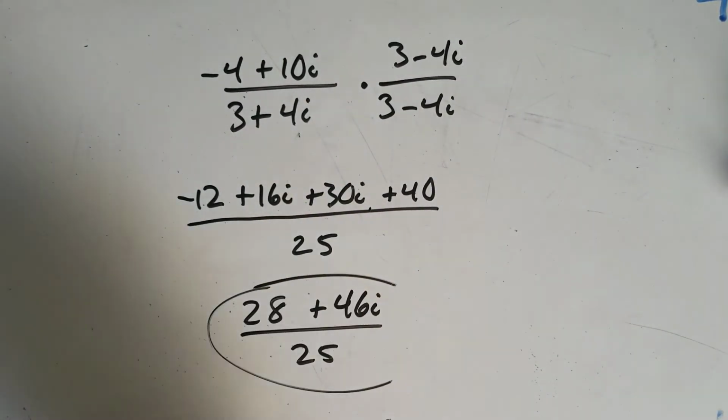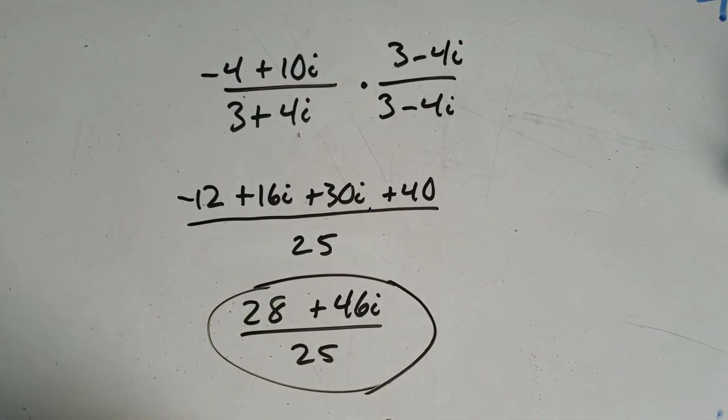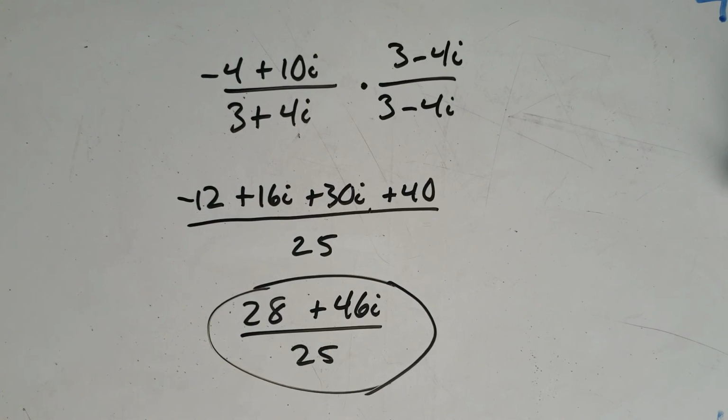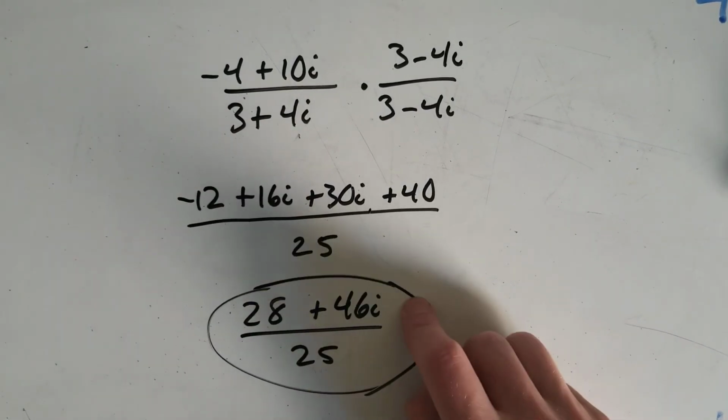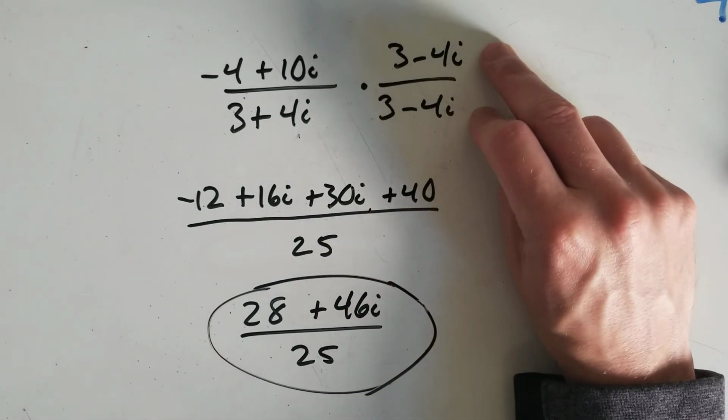Alright, so that's all we have for dividing involving complex numbers. You can go ahead and try some of these on your own now. Key things to remember, you want to get all the i's out of the denominator, so use your conjugate to do that.